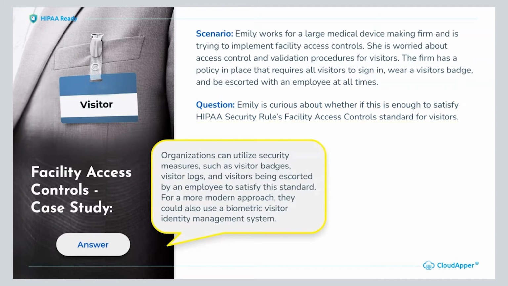The answer would be organizations can utilize security measures such as visitor badges, visitor log, or visitors being escorted by an employee to satisfy the standard. For a more modern approach, they could also use a biometric visitor identity management system.